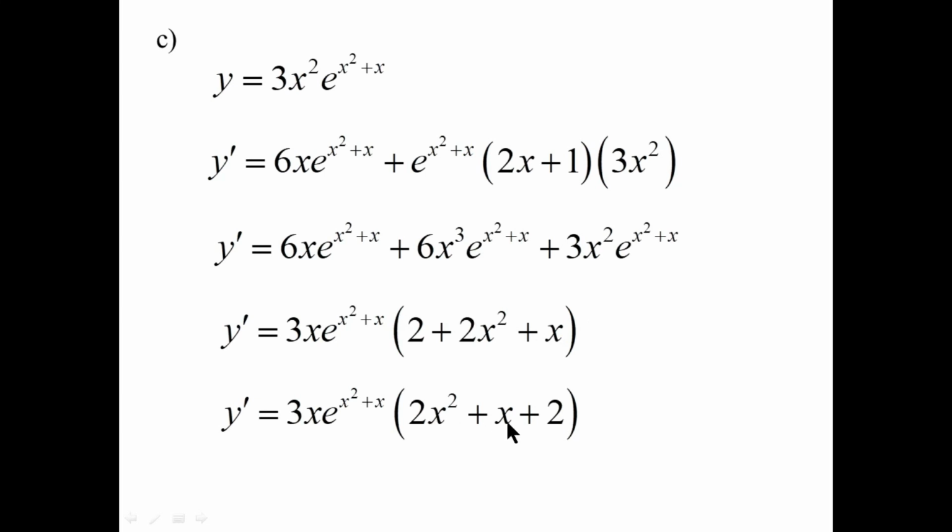I rearrange the trinomial, and one might consider whether or not this trinomial will generate any critical numbers. It won't, because it's got a negative discriminant. However, there is one critical number when x equals 0.